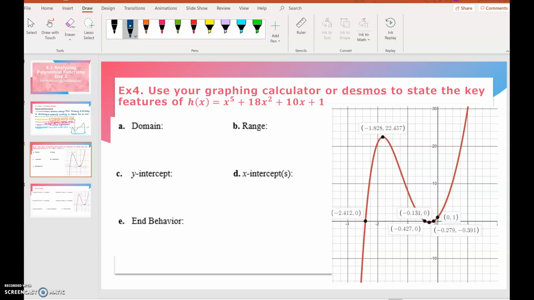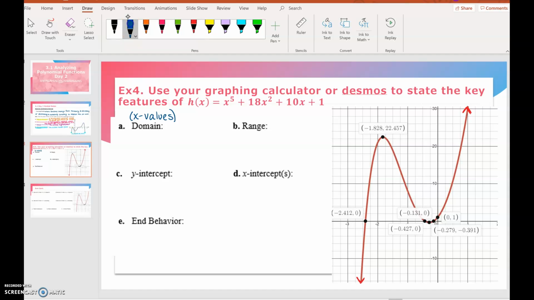So remember, domain is the x values. So I'm just going to go ahead and write that up here in parentheses. We're looking at the x values here. So what x values can I plug in? I will note that Desmos, when I copy and paste, does not show the arrows. There are arrows on this graph. It goes on forever up and down there.